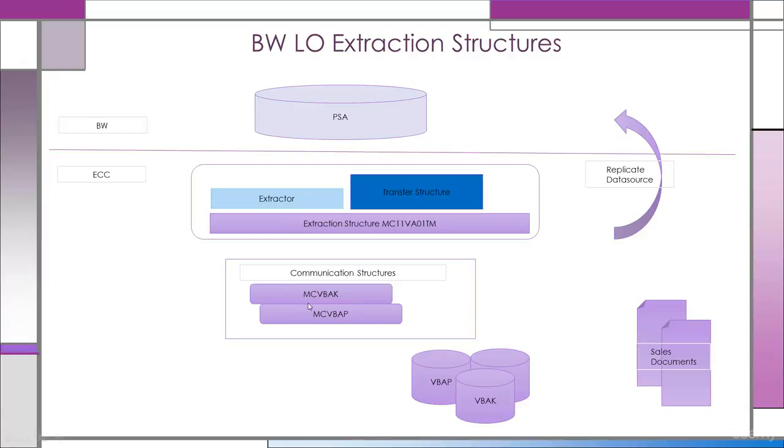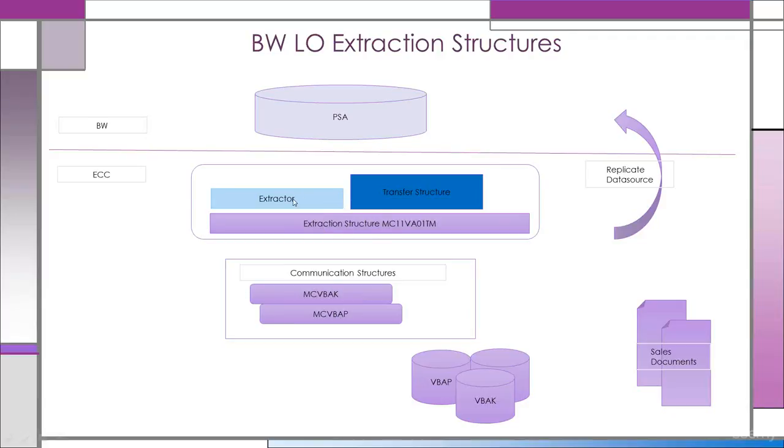So there are two different communication structures which I've taken here for our example. One is VBAK, VBAP. This is a sales order, right? From the communication structure, we have to extract the data into the extraction structure. Okay, so communication structure is again a view of multiple tables. And this is the extract structure from where we will be loading data into the business warehouse.